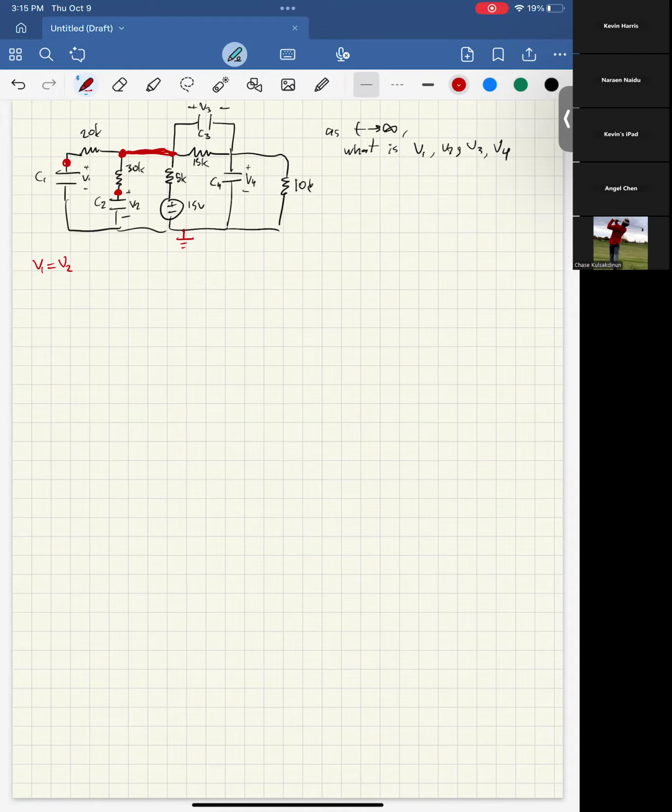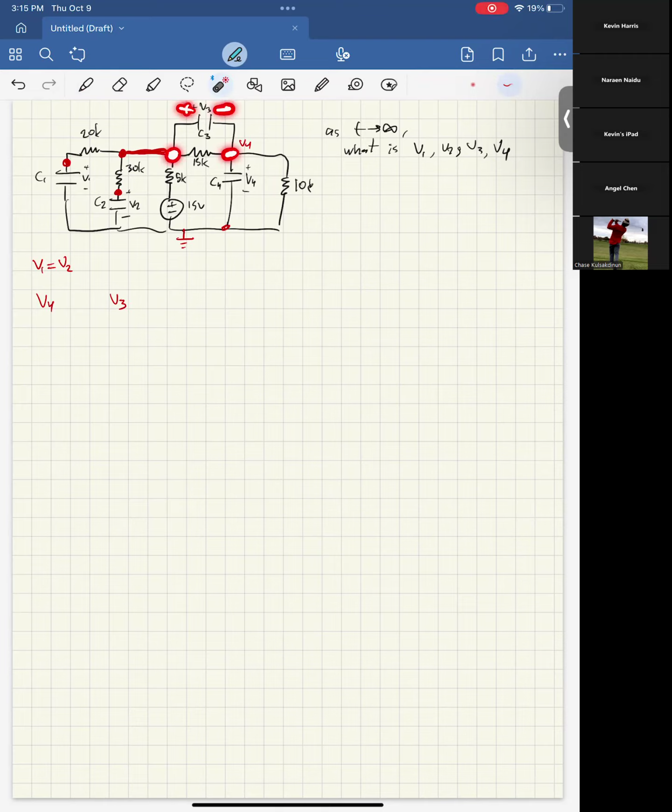For V3, well, actually, let's start with V4. V4 is just going to be the voltage at that node there, because that's the difference between here and ground. If this is an open circuit, you can imagine there's nothing here, and it's just asking, what is the voltage here? Since it's an open circuit, there's no current flowing down. So we have V4. And then V3 is the difference between this point and this point.